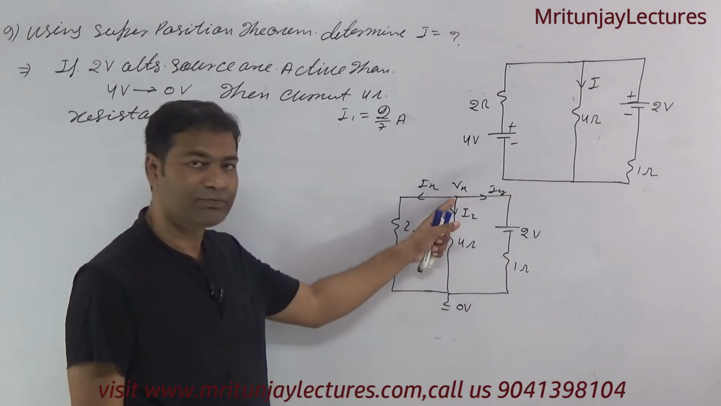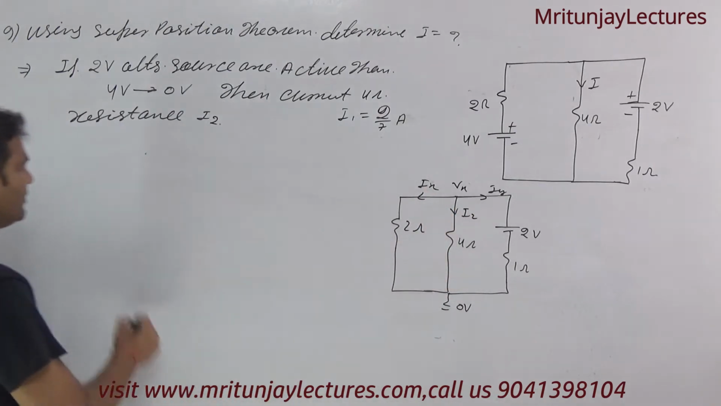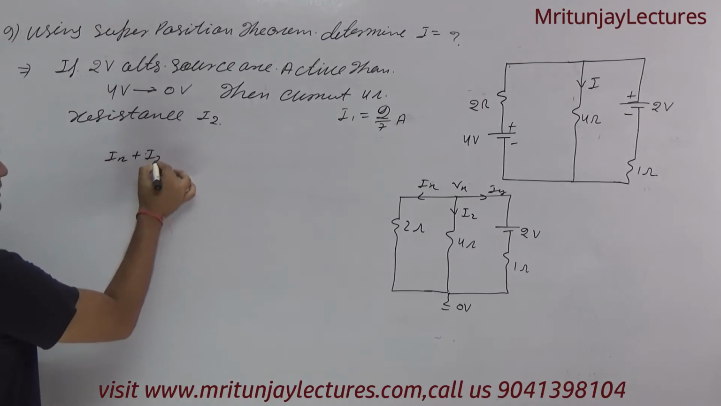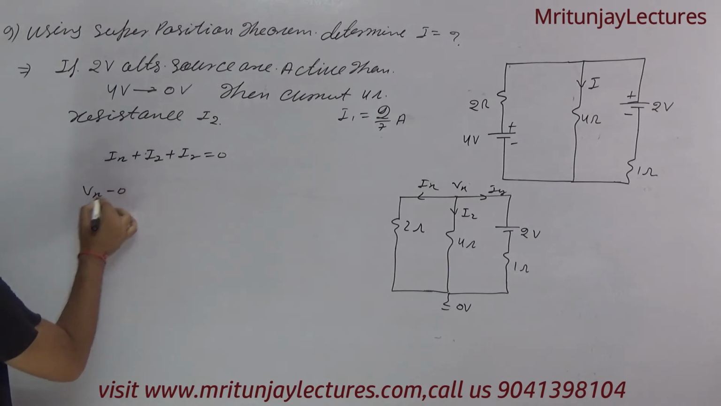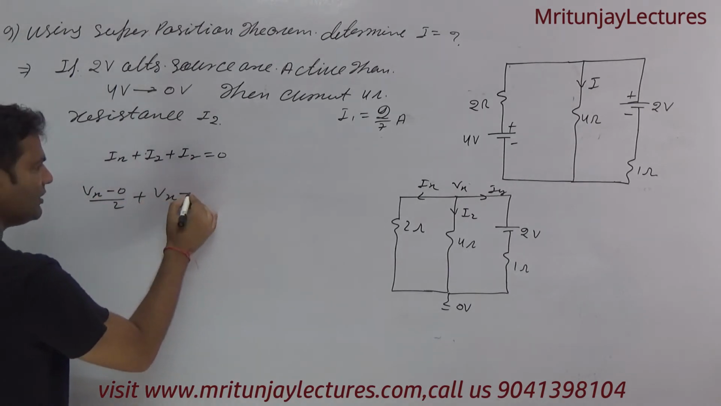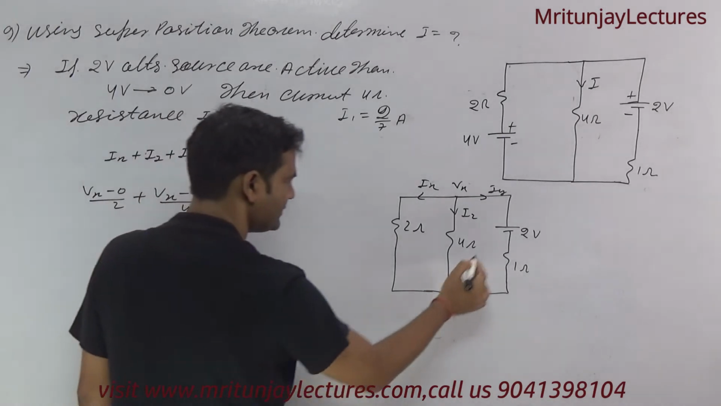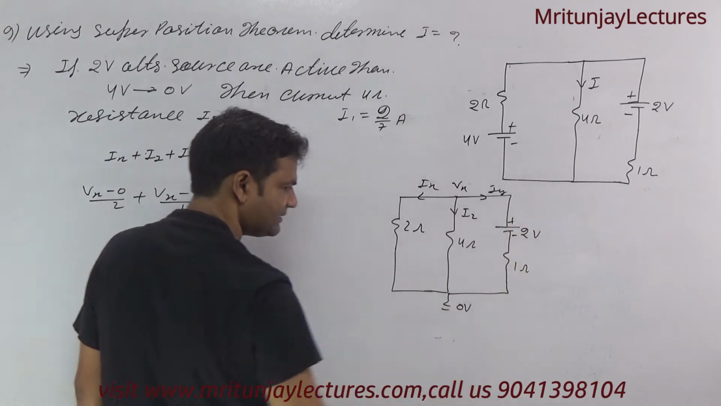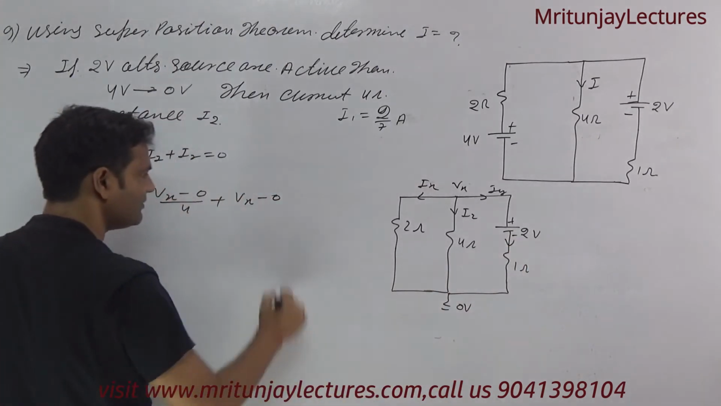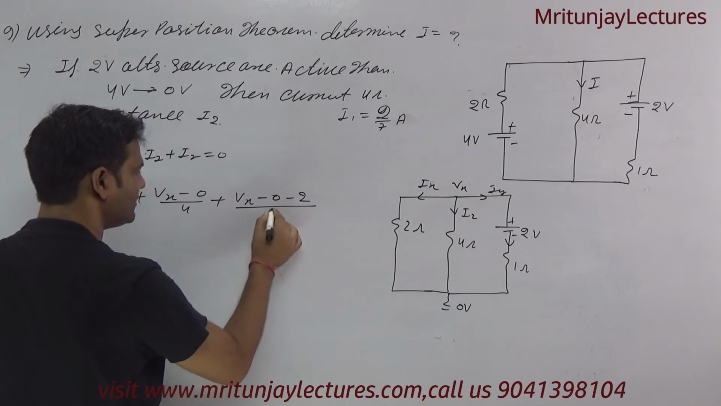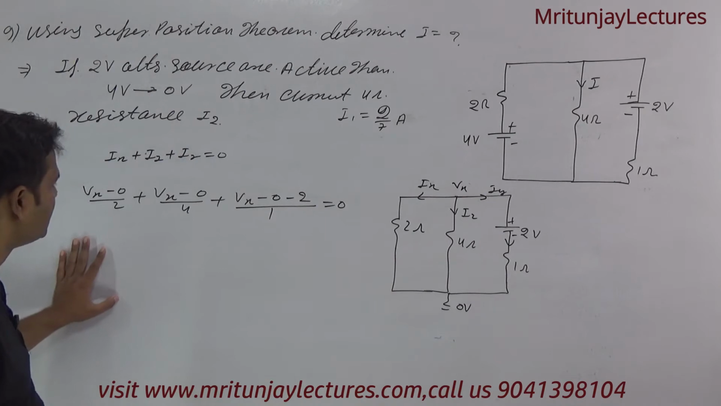Algebraic sum of current at node Vx: Ix plus Iy plus I2 is equal to 0. What about Ix? That is Vx minus 0 divided by 2, and I2 is Vx minus 0 divided by 4, plus Vx minus 0, polarity current, this plus and this is minus. So current leaves from the negative terminal, that's why minus 2 divided by 1. If you face any problem, then tell me, sir, I face the problem regarding that one. Clear?